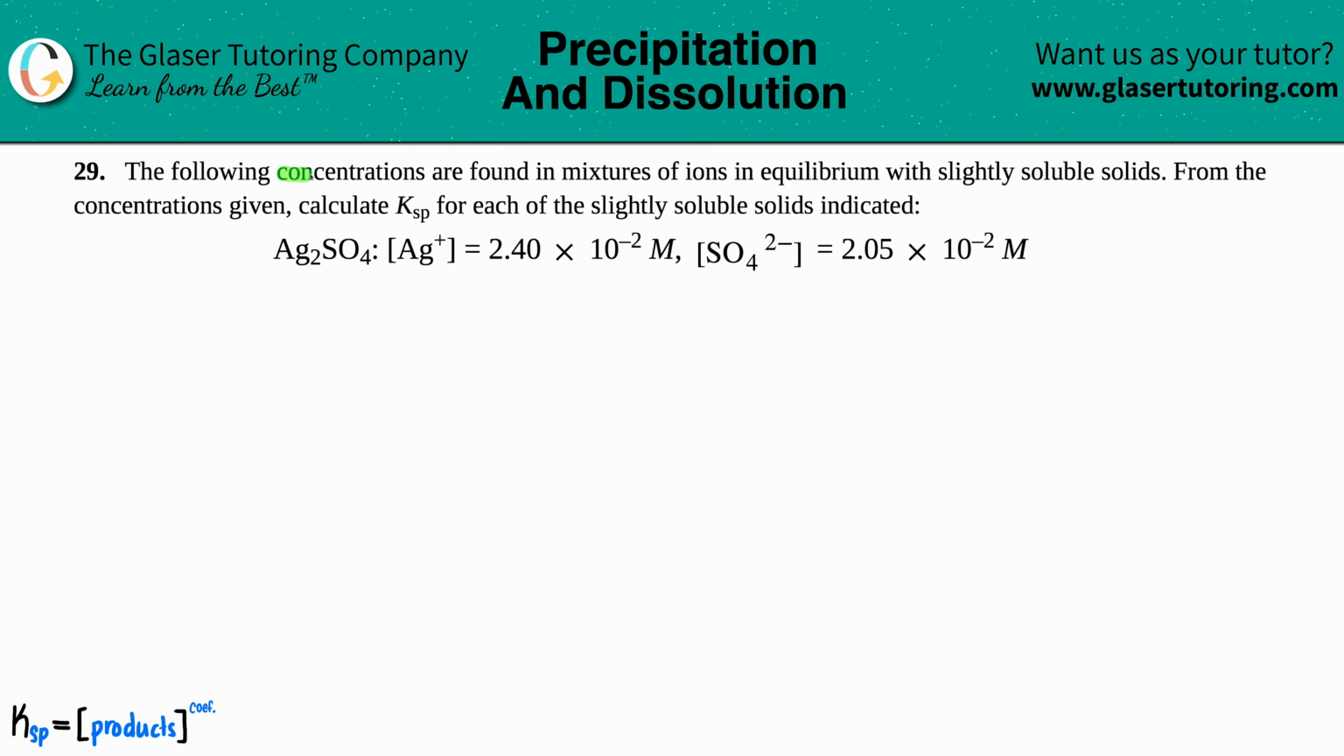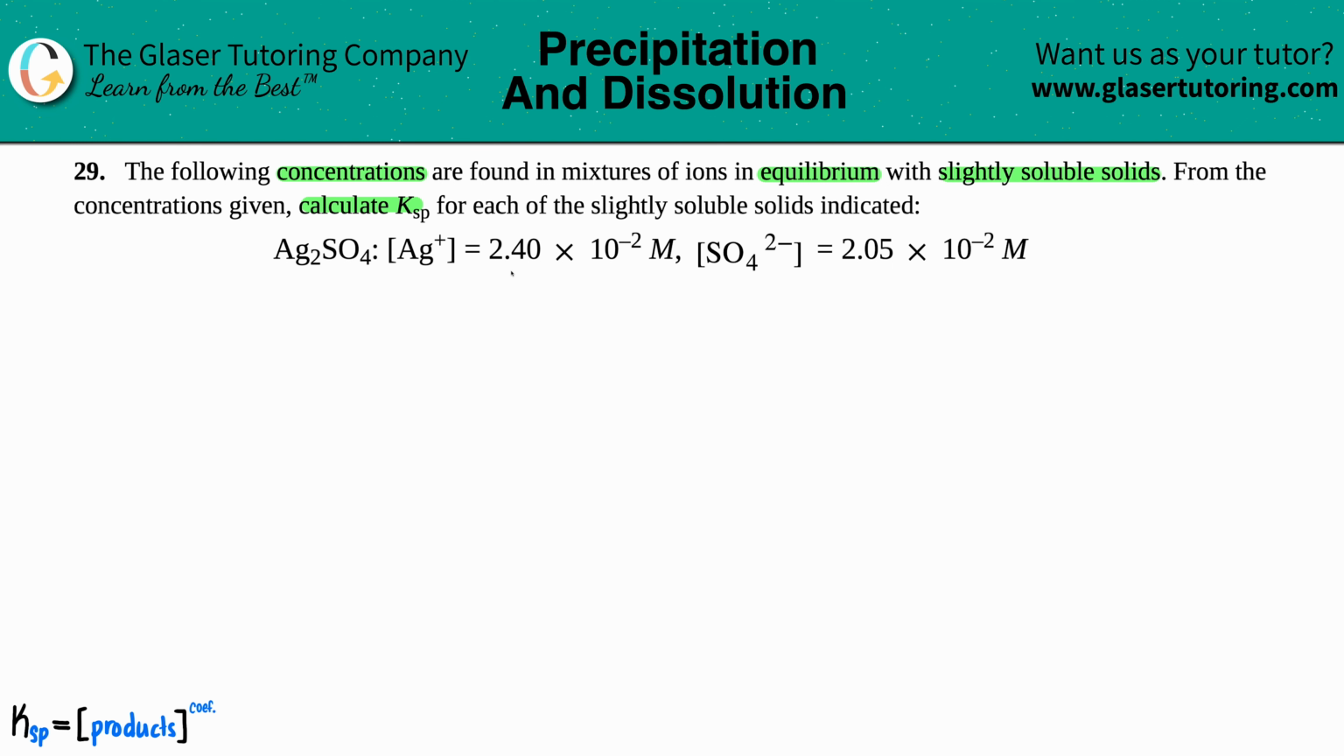29. The following concentrations are found in mixtures of ions in equilibrium with slightly soluble solids. From the concentrations given, calculate the KSP for each of the slightly soluble solids indicated. And then we have silver sulfate, right? Ag2SO4. Now, from this information, they told us the concentrations of the Ag and the SO4.